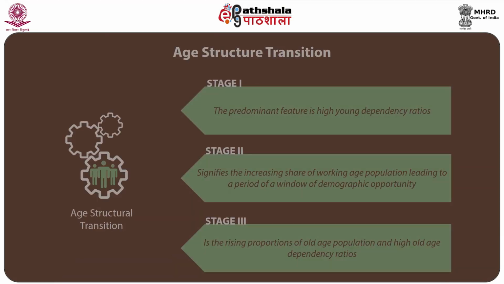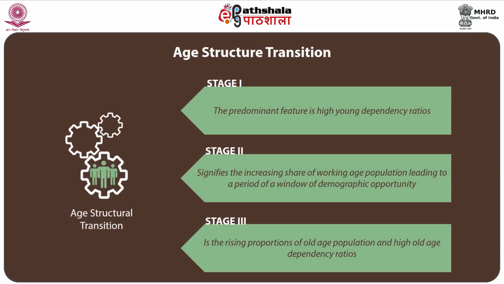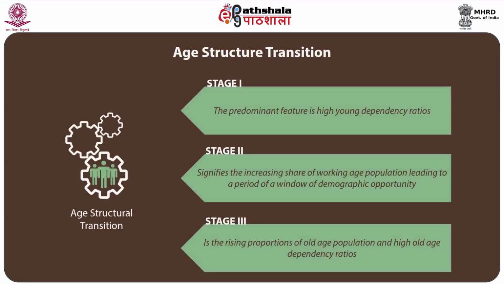We have also already learned the stages of age structure transition, that there are three stages of the transition. The first stage is a predominant feature of young dependency ratio, meaning a large proportion of the population will be in the younger age group, primarily less than 15 years of age. And in the second stage, there is a bulge in the working age group of the population.